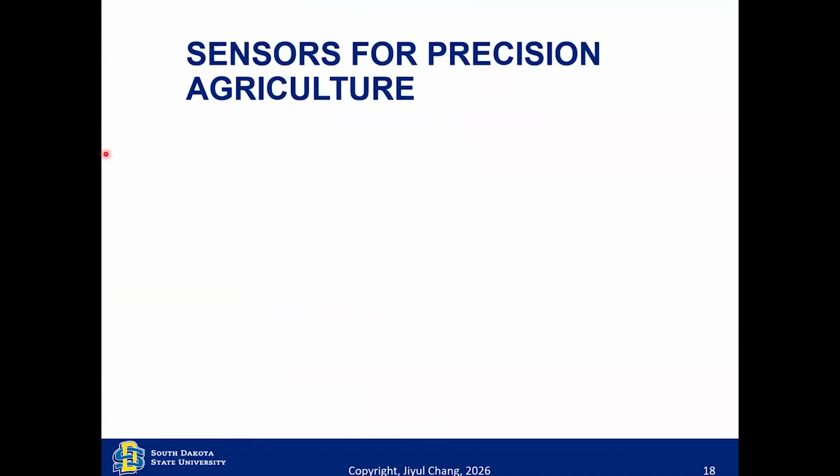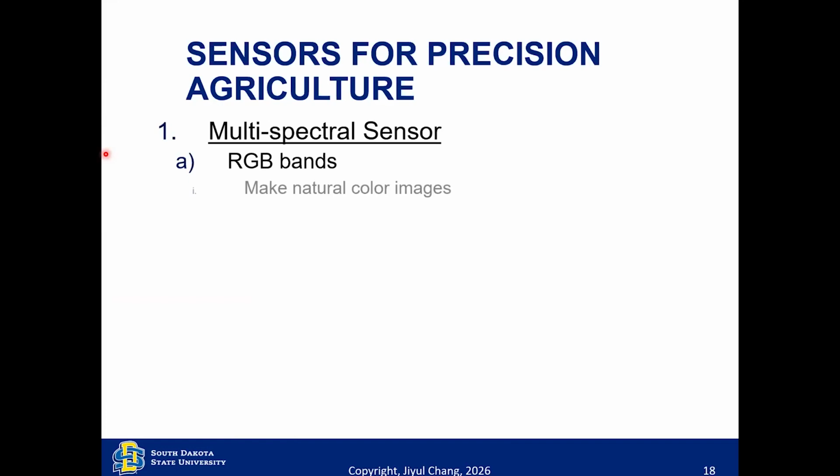Okay, what kind of sensors can you use for precision ag? First one is the multispectral sensor. With the multispectral sensor, the most basic one is the RGB band. This is the same thing as the camera in your cell phone. When you take your selfie or take pictures of the corn plants with your cell phone, it's exactly the same thing. An RGB sensor can make natural color images, and these are good for field scouting and good for stand counts.